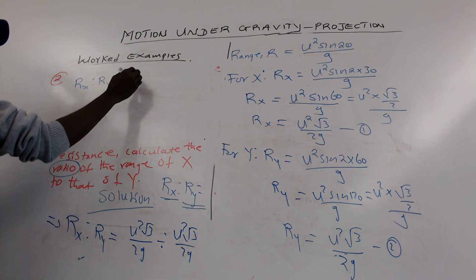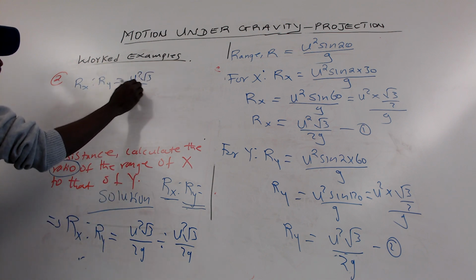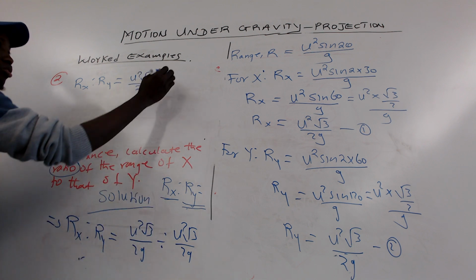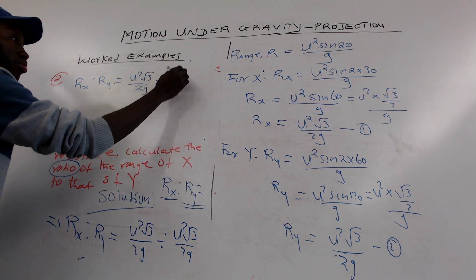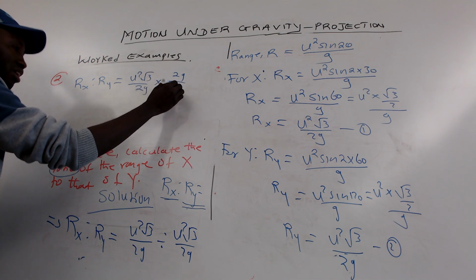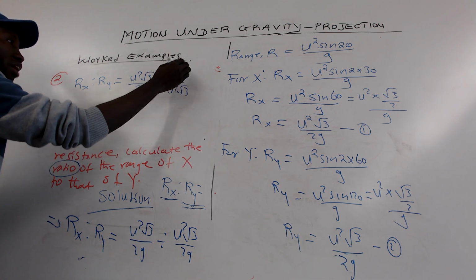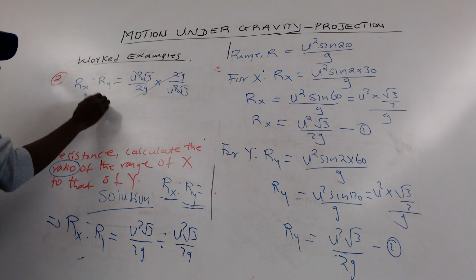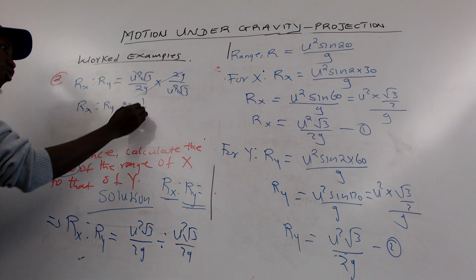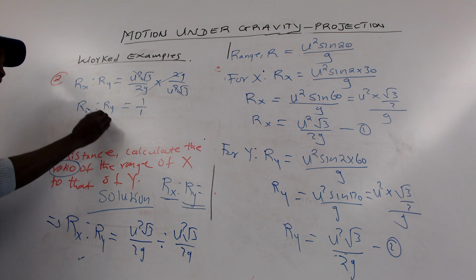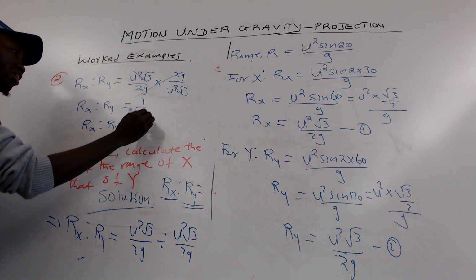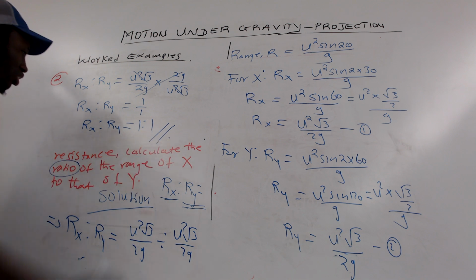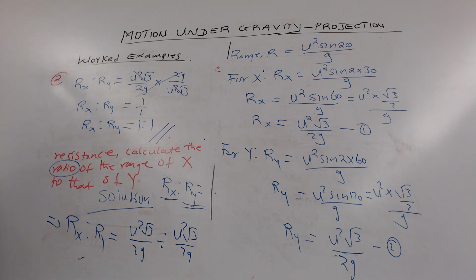So the ratio of Rx is to Ry: Rx will maintain it to be u square root 3 all over 2, and if we reciprocate, 2g will move up and u square root 3 will move down. Everything will cancel: this cancels this, this cancels this. So therefore, Rx is to Ry is just going to be 1 upon 1, which can as well be written as Rx : Ry equals 1:1. So this is the ratio for this range. I think this is the second problem.